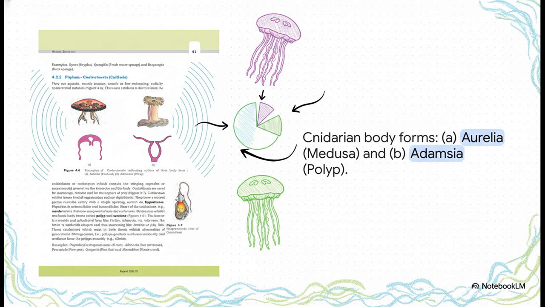This group also has two main lifestyles. You've got the floating bell-shaped medusa form, which we all know as jellyfish, and the stationary polyp form, like a sea anemone, which tends to stay put.